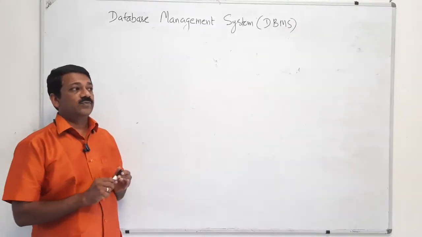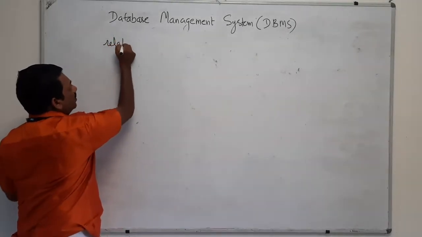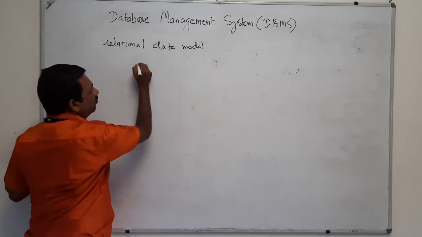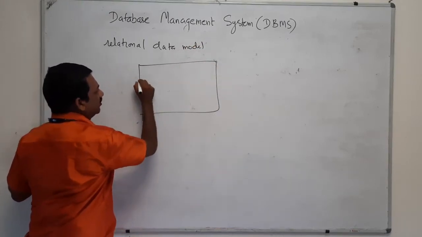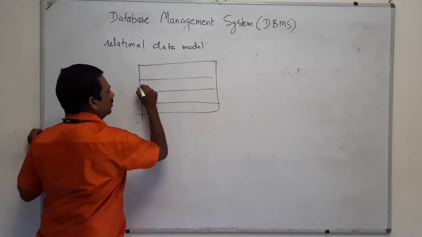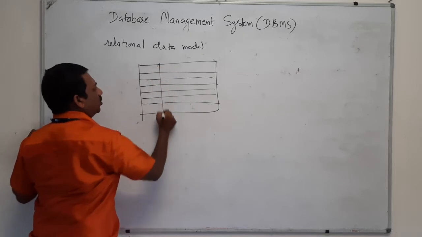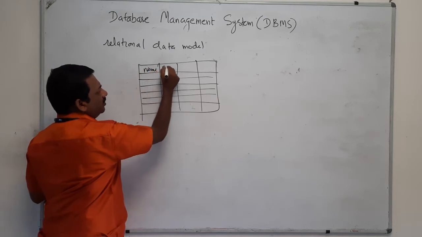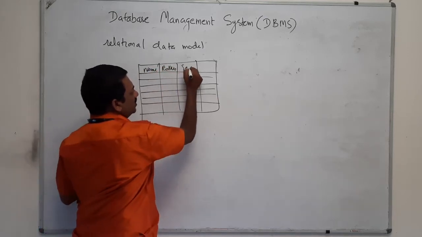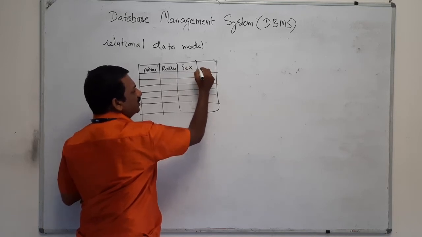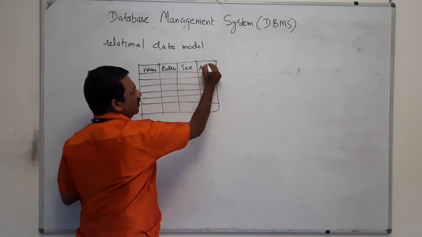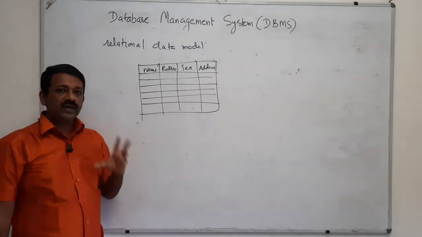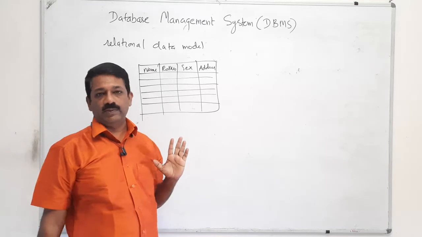Okay. In a relational data model, data is stored in the form of tables. For example, this is a table. A table has a number of rows and columns. These are columns. For example, this is name, roll number, say sex, then some other value, say address, etc. This is an example of a relational data model. In the relational data model, everything is stored in the form of tables.